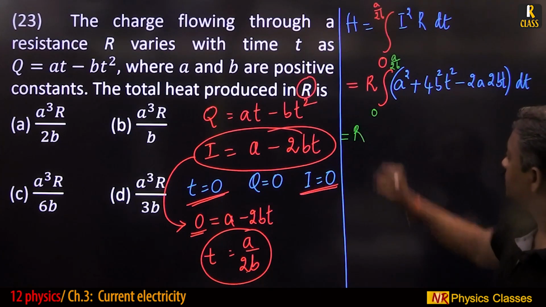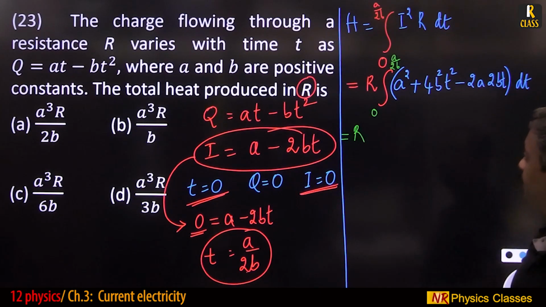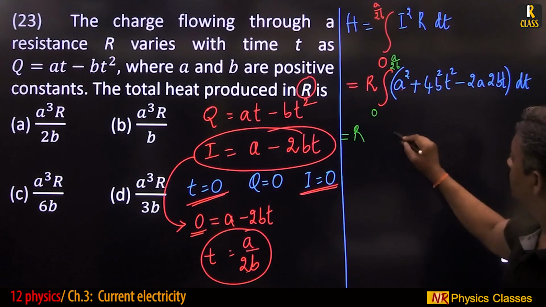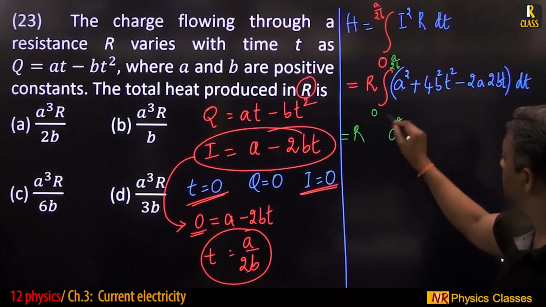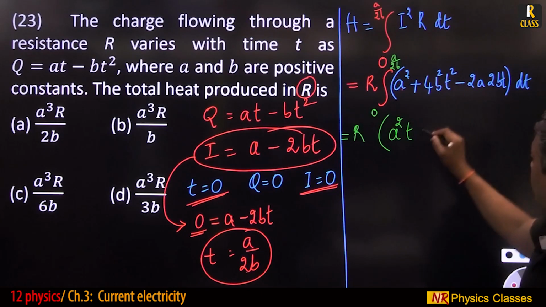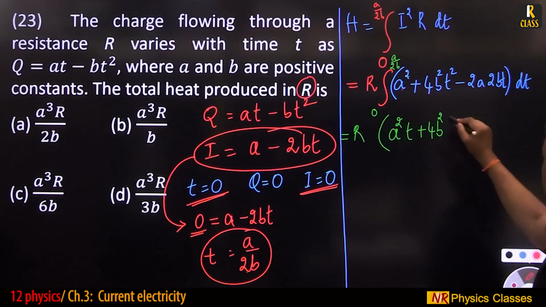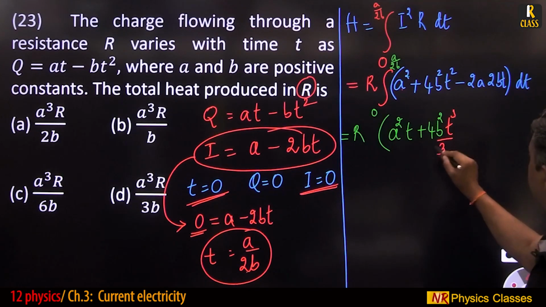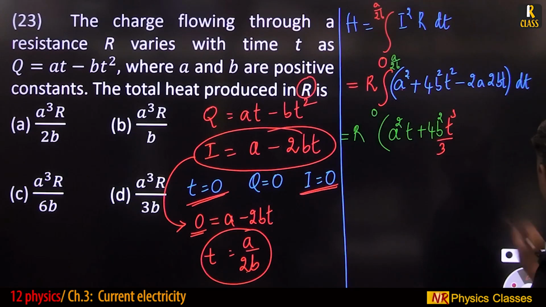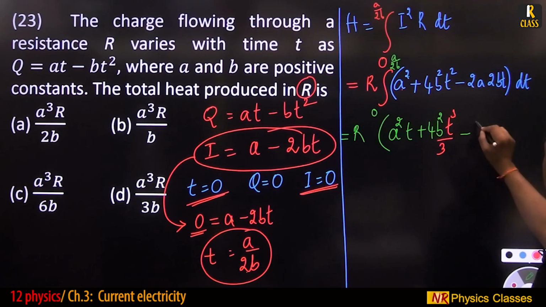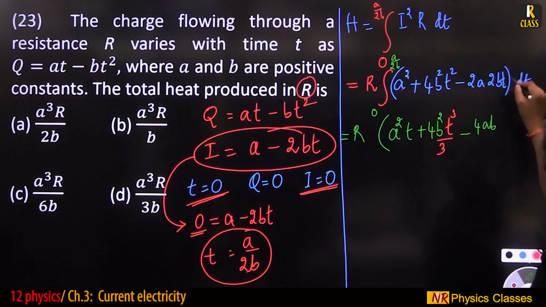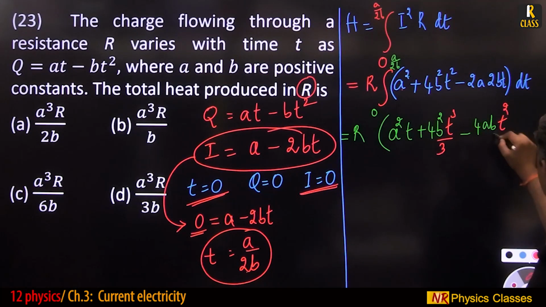I have to integrate this. A square, so it is A square t. Plus 4B square, t square, t cube by 3. Minus 2 into 2, 4AB, t square by 2. Limits are from 0 to A by 2B.